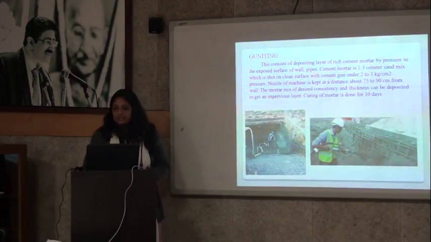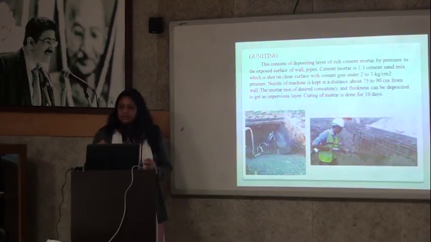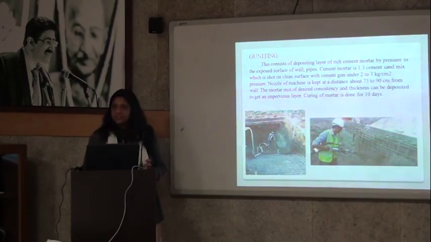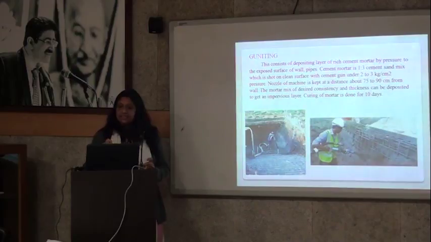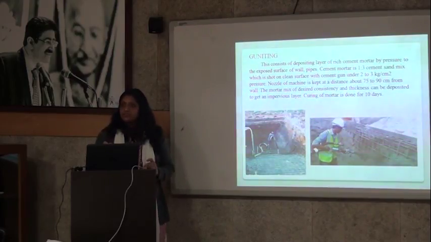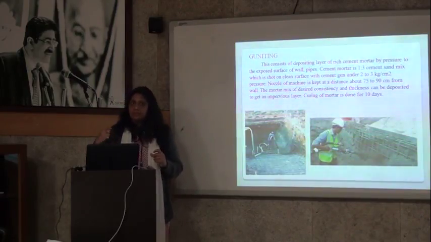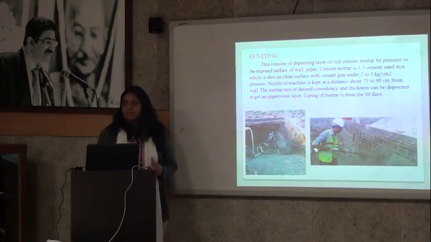Now the next is guniting. Guniting is the process of giving very rich cement mortar on the surfaces so that it is a very thick plaster surface. It is done with pressure, a nozzle machine is used, and it provides a very thick surface of cement concrete so that water or any moisture from the outside cannot penetrate inside the building.